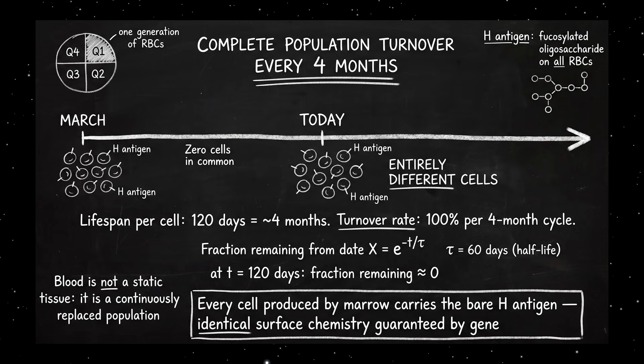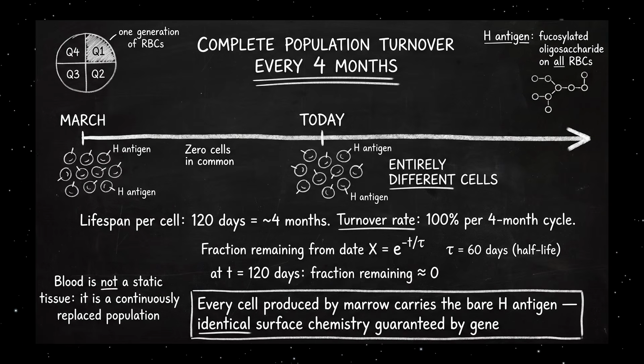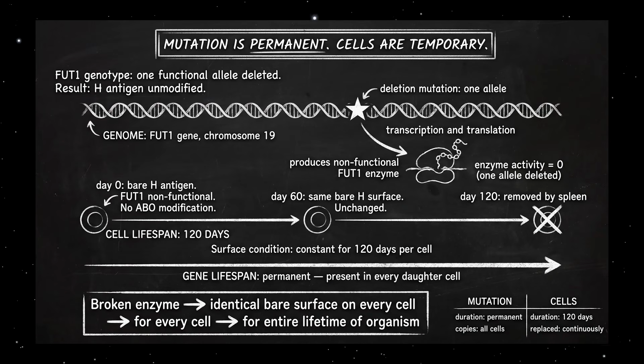Every type O cell produced by the marrow carries the bare H antigen. The broken enzyme guarantees every cell expressing one deletion through identical surface chemistry for 120 days each before the spleen removes it and the marrow replaces it. The mutation is permanent. The cells are temporary.